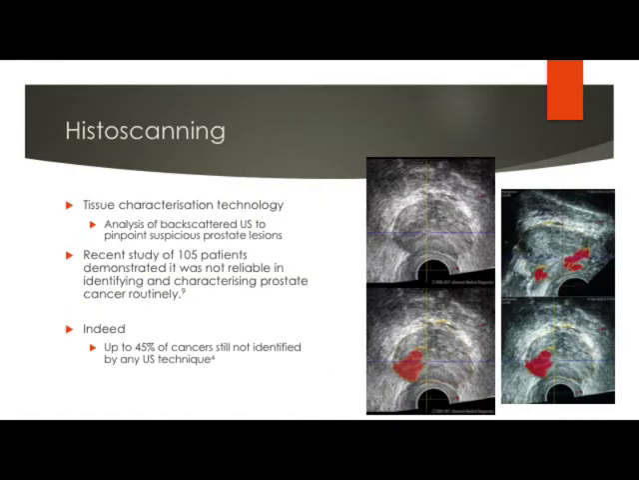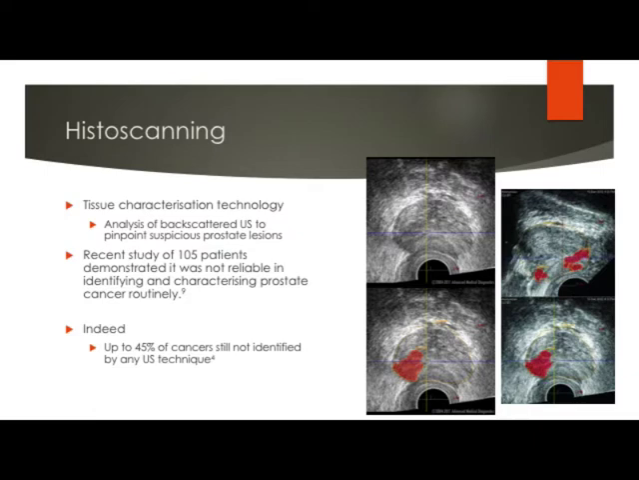And then histoscanning is, I think, pretty much the final one I'm going to be talking about with respect to TRUS. It looks at the background scatter of ultrasound. So the ultrasound wave will hit the tissue and scatter back, and it records areas where there's higher levels of backscatter that suggests possible prostate lesions. But a recent study of 105 patients said it wasn't actually that valuable in characterizing prostate cancer.